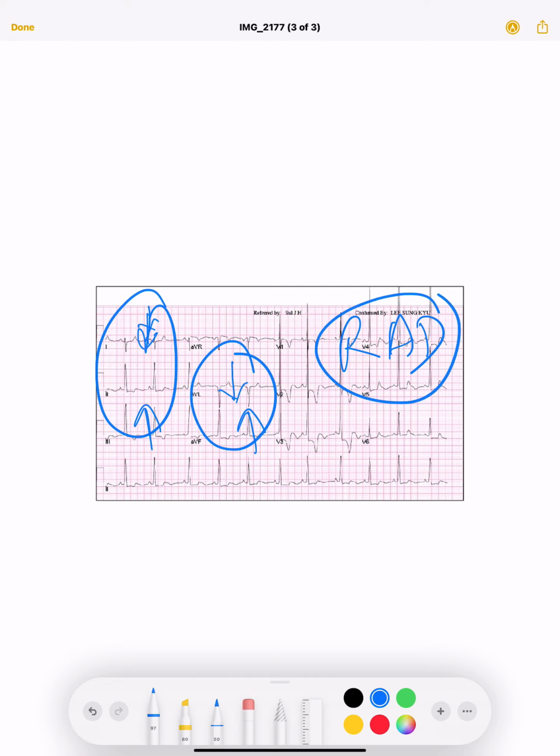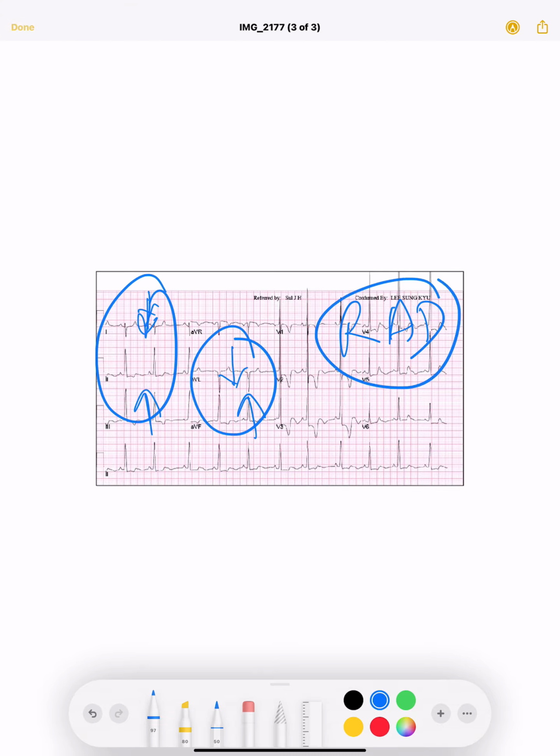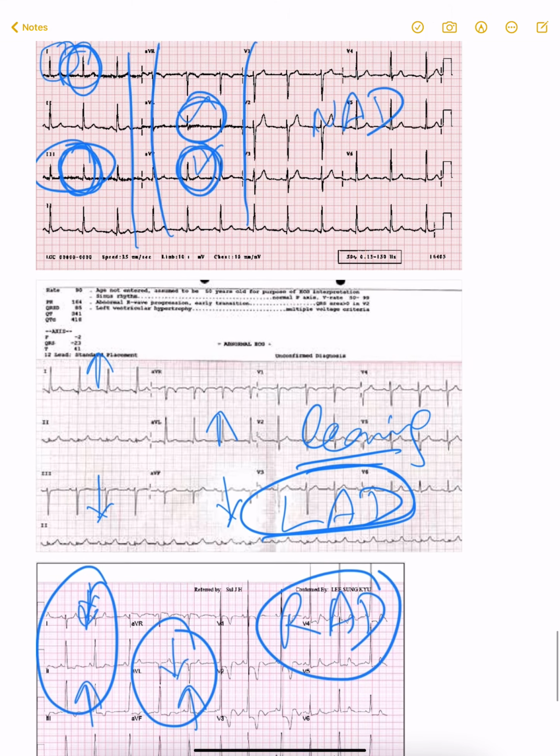This is the simplest way by which I can explain the axis deviation and how this axis is generated.